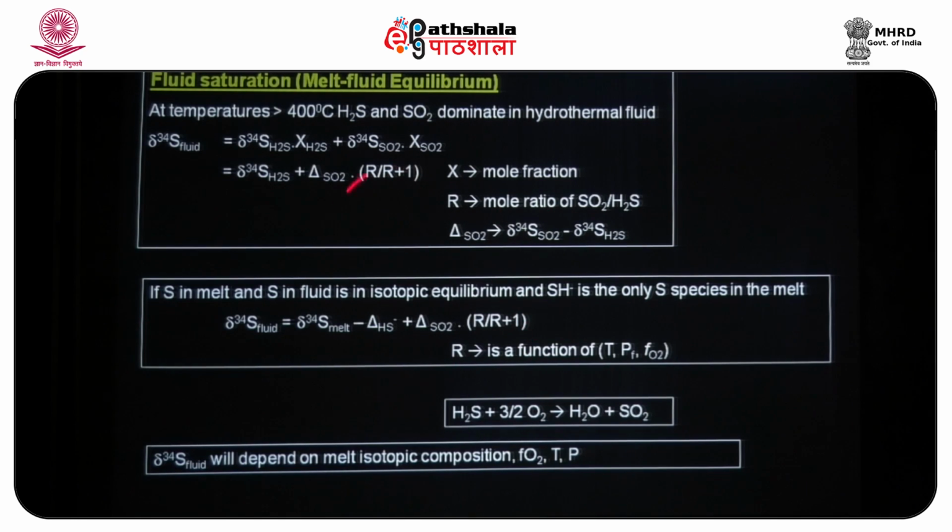Again, all these relations suggest that the isotopic composition would depend on the mole fractions of the species present in the fluid at that point of time. In this case, we are talking about two fluids, one is H2S dominated, and the other one is sulfur dioxide dominated. Now, what will happen when a fluid is actually being released or exhaled from a magma.